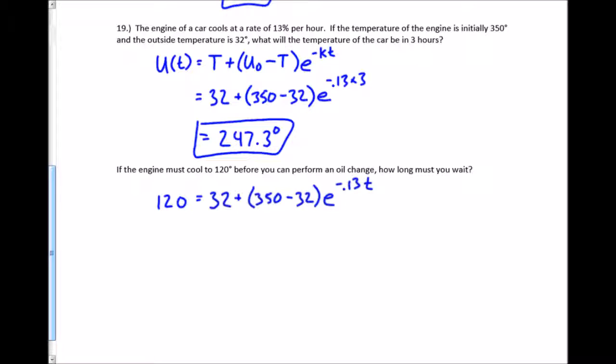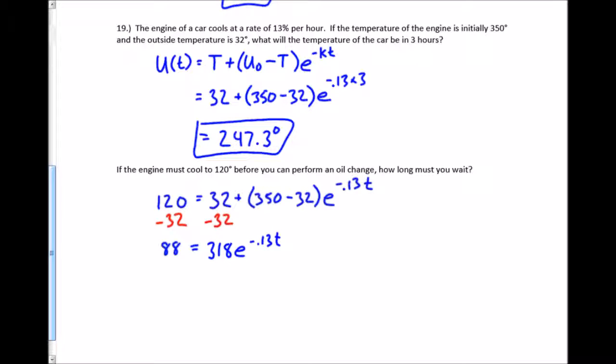I have to isolate the exponential part of the function. I'm going to subtract the 32 from each side. So let's see, that's going to give me an 88. Over here, I can go ahead and simplify what's inside the parentheses because I'm going to have to divide by that. So I'll subtract those. That's going to give me 318 times e to the negative 0.13t.